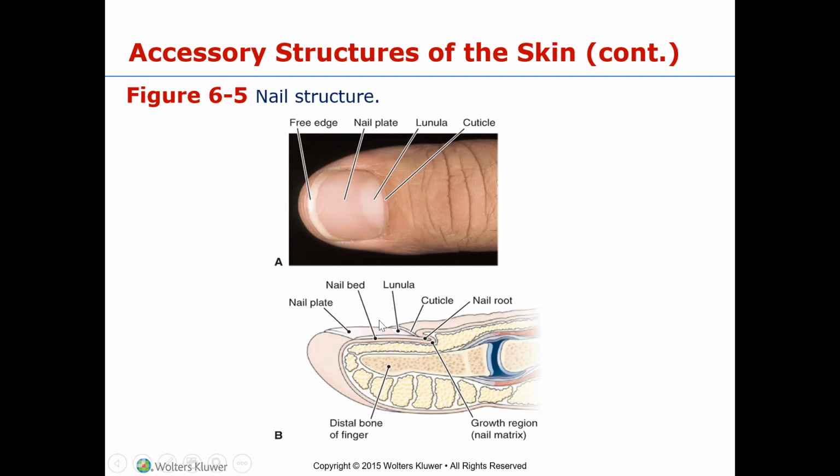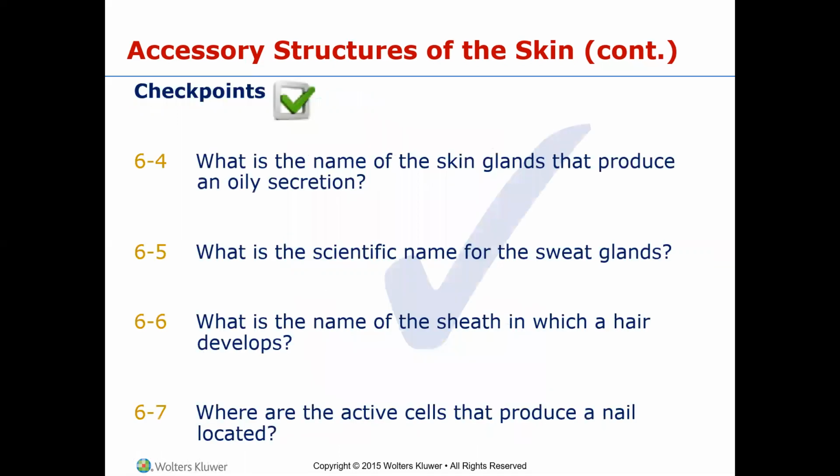So if we look at the nail plate, that extends all the way out. That's commonly our nail, and that is attached to the nail bed. That is part of the dermis. And then we have the lunula, and then the cuticle, and then the actively dividing portion here of the nail, which is part of the nail root. That nail root has the nail matrix where the growth is occurring.